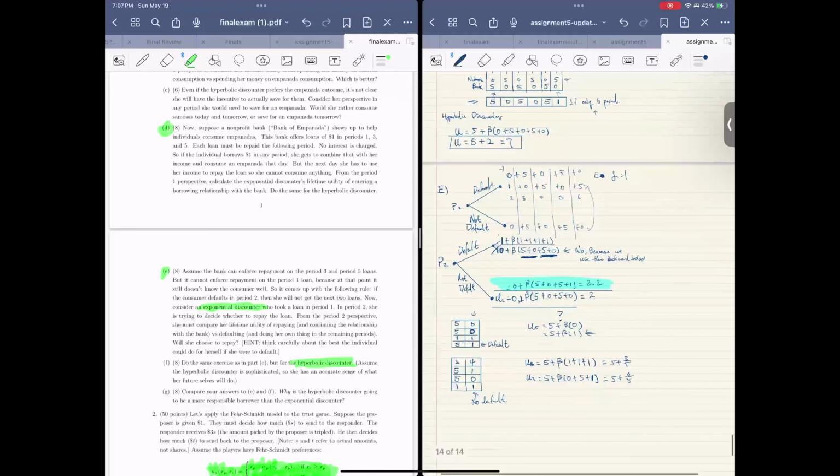Okay, so for the exponential, the exponential would choose to default in the last state too. Okay. This is super confusing.